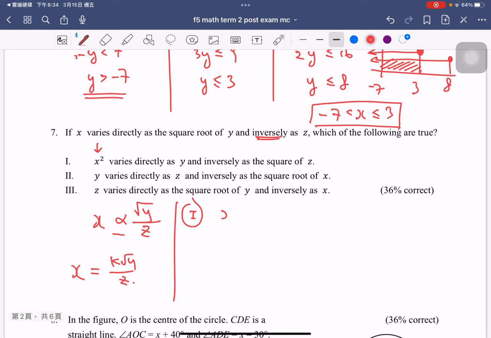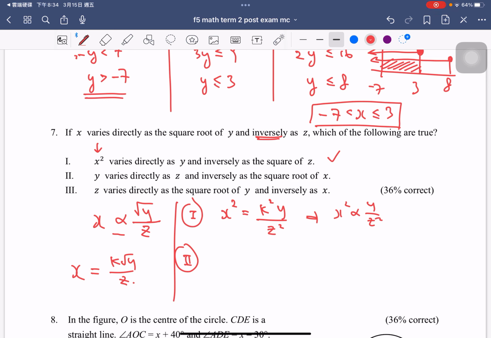So let's consider the first one, they are calculating x squared. So we make it the square, so x squared is going to be equal to k squared y divided by z squared. So let's see, x squared varies directly as y, which is correct, and then inversely as the square of z. So the first one is going to be correct. And then we can try to do the second one.